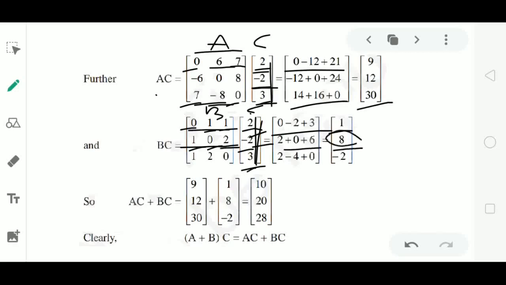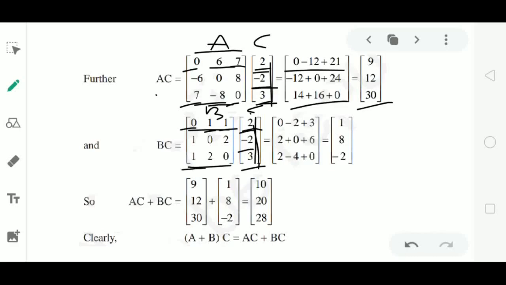As this 8 is the result of the sum of the products of elements of the second row of the first matrix with the first column, this 8 lies in the second row, first column. Next, the third row of B with the column of C.